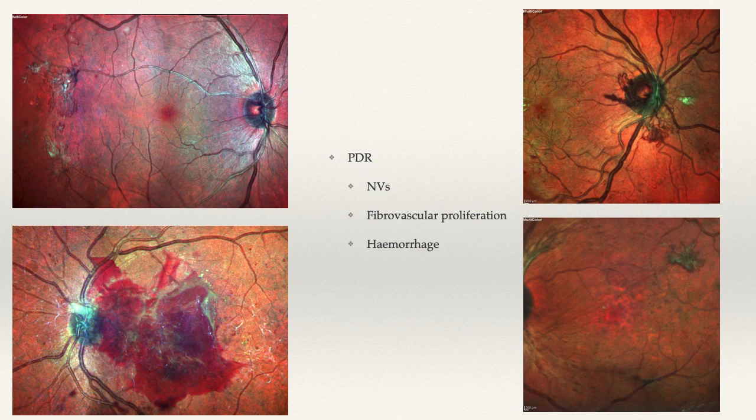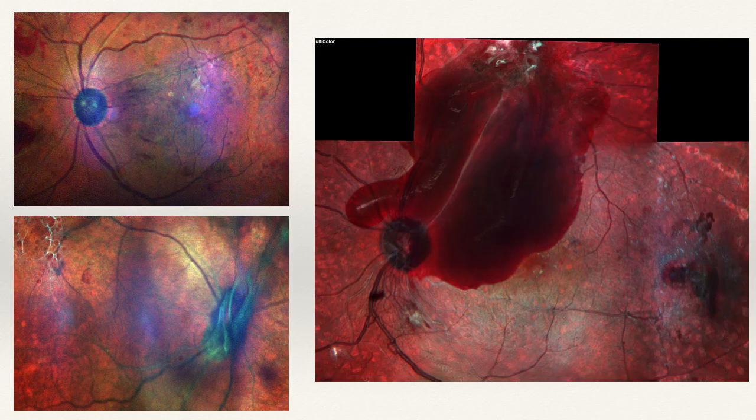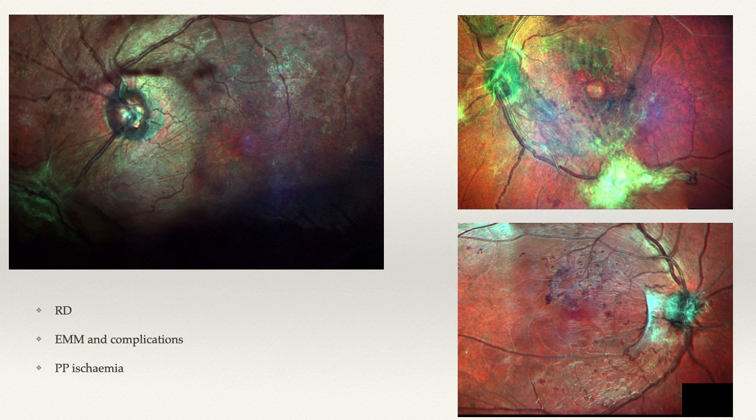In cases with proliferative diabetic retinopathy, we can see the neovascularization at the optic disc and elsewhere in the fundus, presence of fibrovascular proliferation, presence of hemorrhages, either vitreous gel hemorrhages or subhyaloid hemorrhages. In more complicated cases, we can see areas of retinal detachment, formation of dense epiretinal membranes and their complications such as formation of secondary macular holes, and of course the extensive areas of retinal ischemia affecting posterior pole and the peripheral retina.